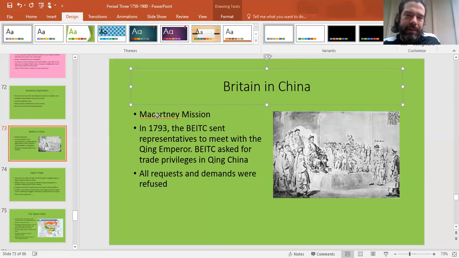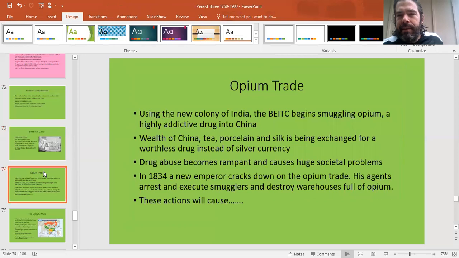Please tell me that the British aren't going to start the world's first illegal international drug trade to get into China. In the 1820s, the British start the world's first illegal transnational drug trade in China. The British East India Trade Company starts smuggling opium into China. Now, this is not legal.